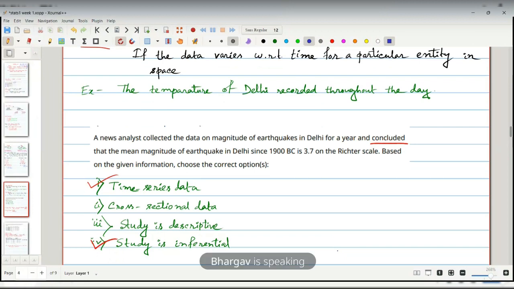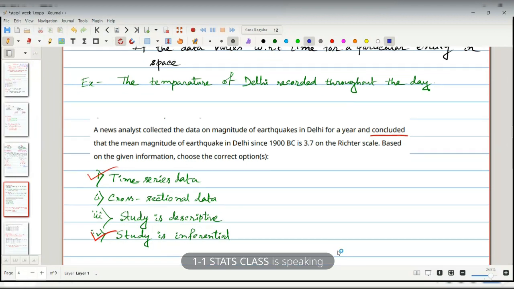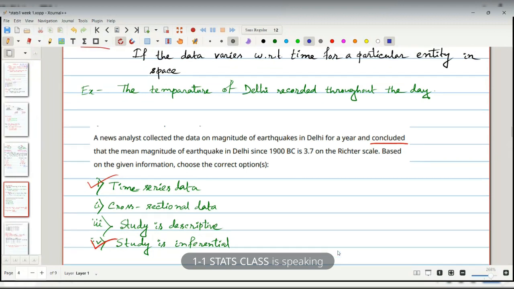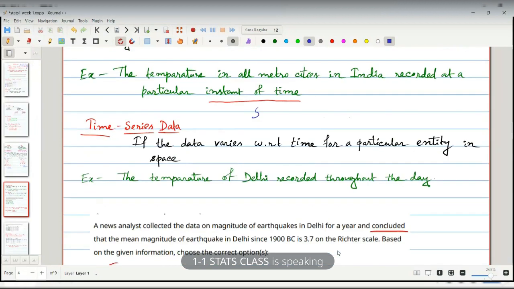It is time series and it is inferential. It's inferential because we are making a conclusion. And why time series? Yes, time varies. For a whole year, the magnitude of earthquakes is collected. So time varies, yes. Variable, yes.